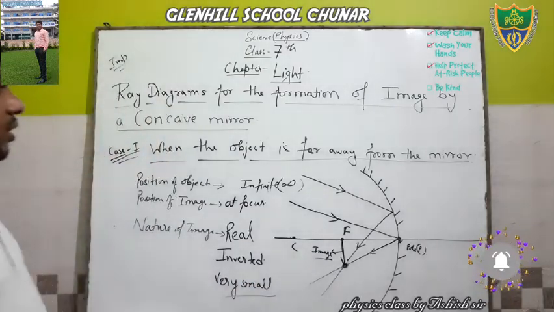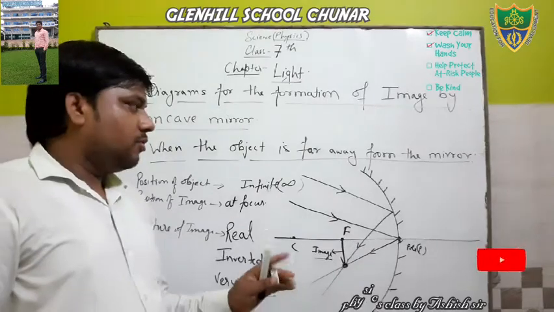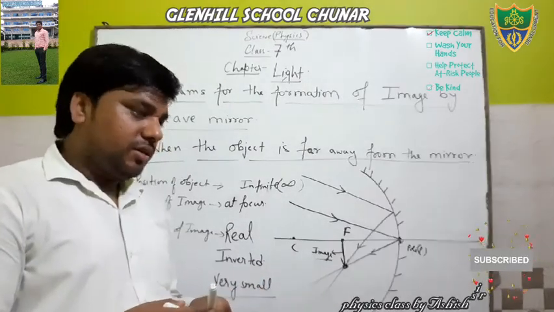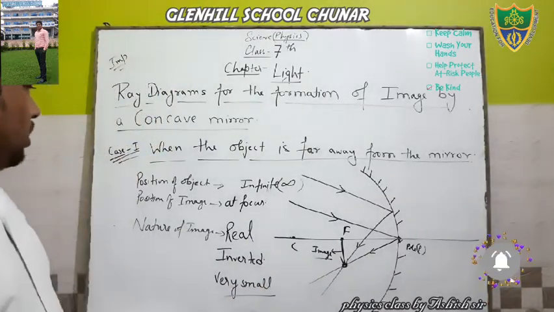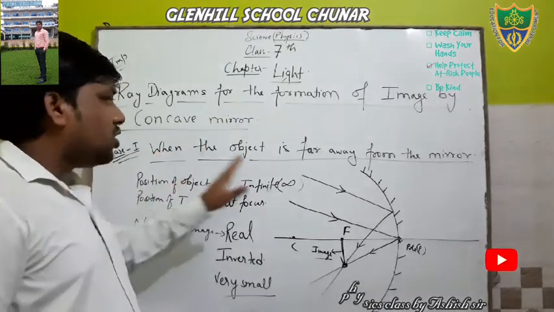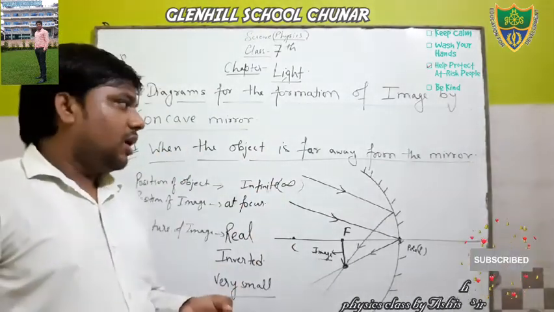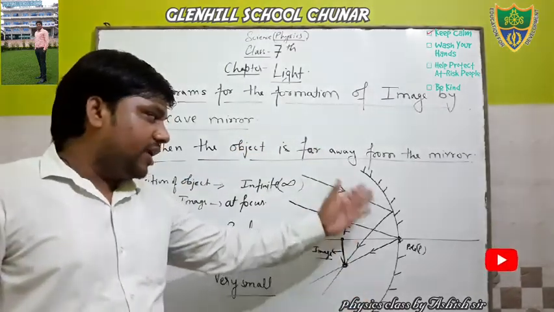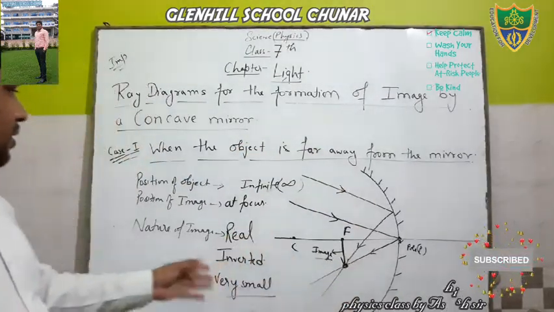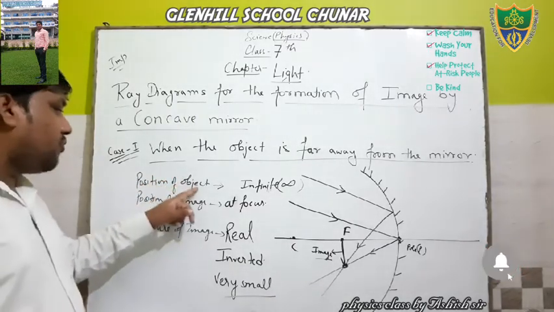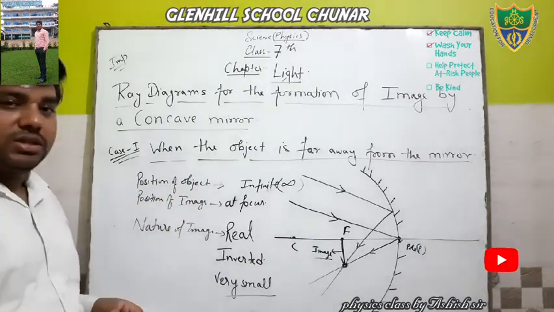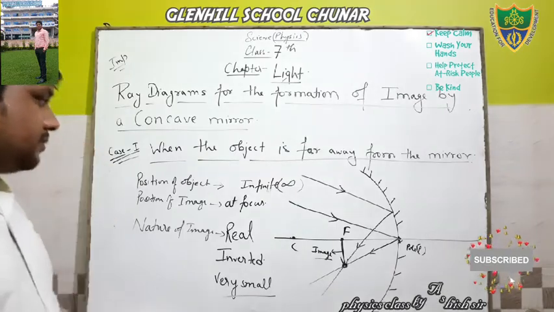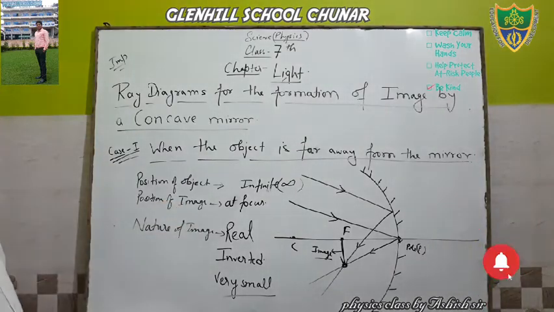Okay, clear all of you? In your examination, only the position of object is mentioned, and you have to trace the ray diagram, and write the position of image and nature of image. Okay, clear? So note down this.